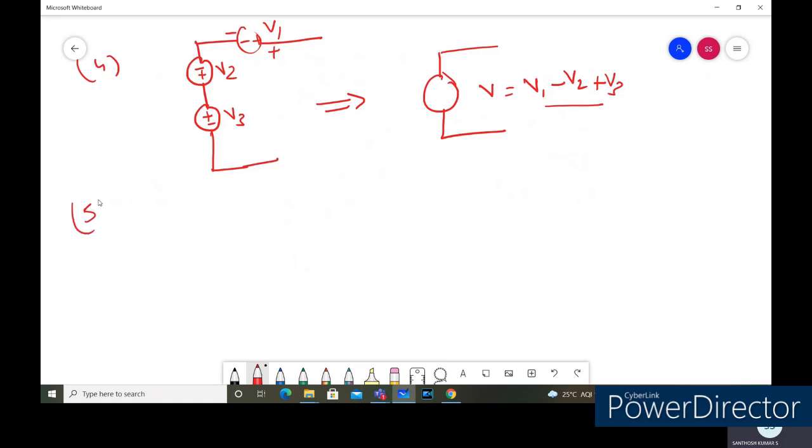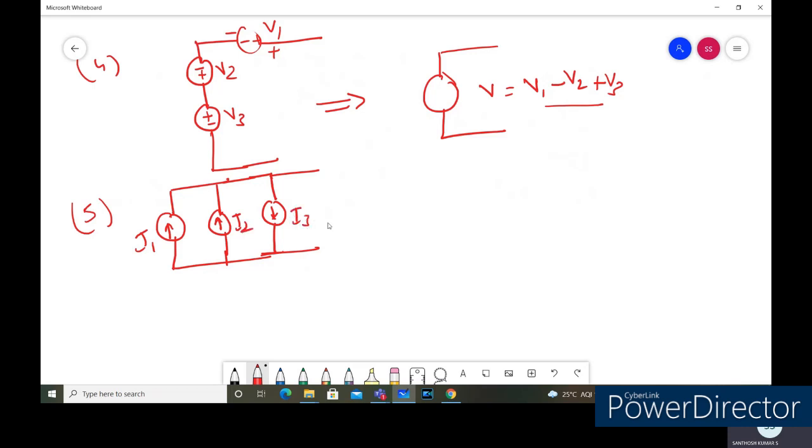Similarly, we have different methods of connecting the current sources also. If the current sources are connected in parallel, many current sources are connected here, so we can add the current sources. If the current sources are connected in parallel, say I1, I'll take the condition of the same polarity and different polarity in the same circuit. So we are going to have I1, I2 and I3. This is I2 and this is I3.